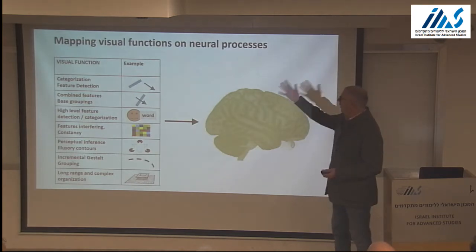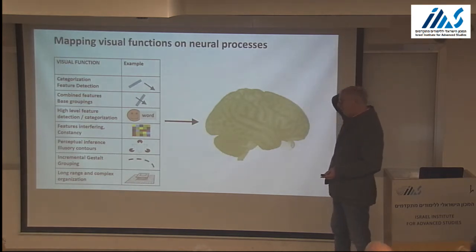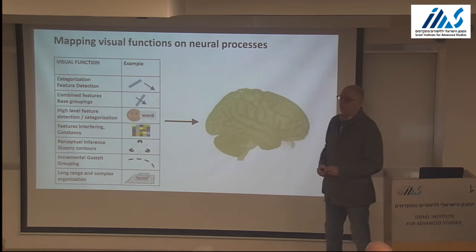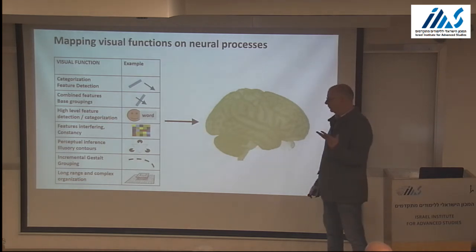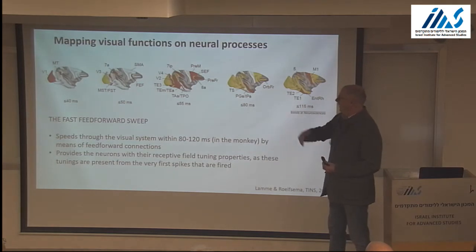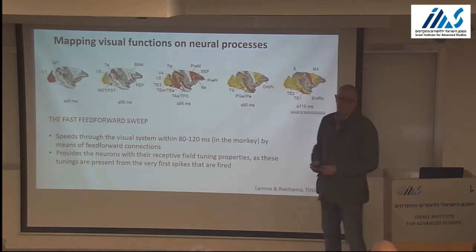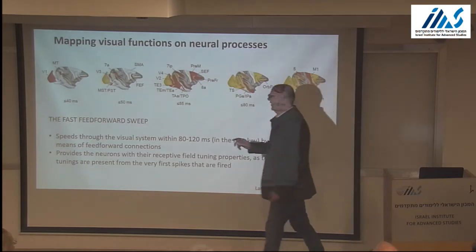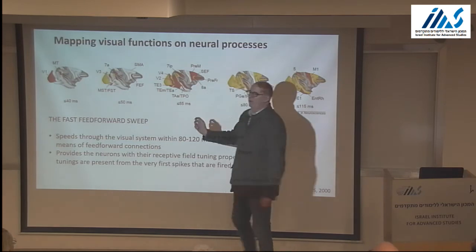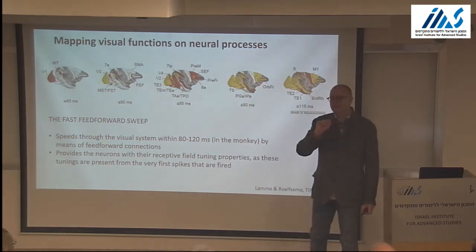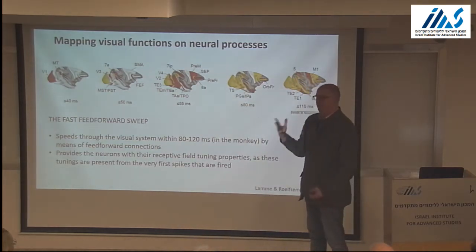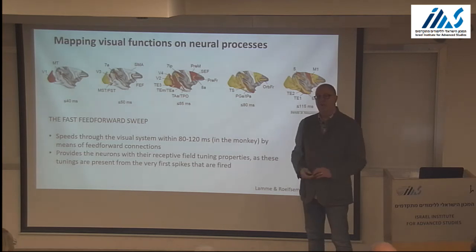All right. So can we map these visual functions onto specific neural processes? Well, I think we can. Of course, actually Pieter and I have done, what is it, it's already 20 years ago, Pieter. We're getting old. We have done this, identified what we call the fast feed-forward sweep, which is actually a very remarkable feature of the visual system.